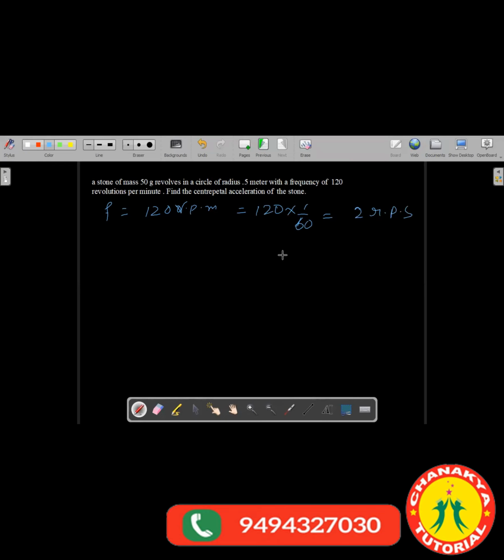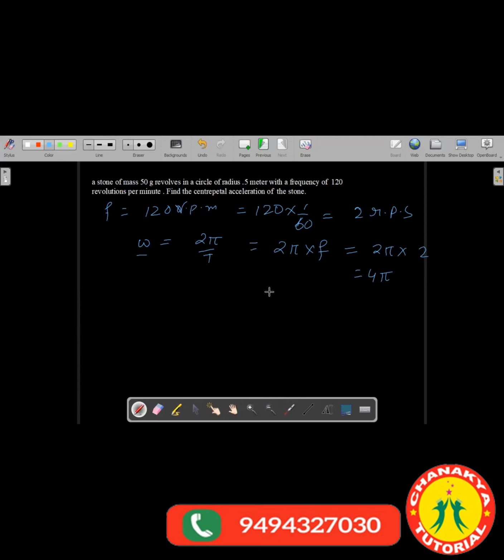Now we want our omega. Omega is given as 2 pi by T, and we know 1 by T is frequency. So 2 pi multiplied by frequency would be equal to omega. So omega is 2 pi multiplied by frequency, that's 2. You get your answer as 4 pi. Understood up to here? How we found out the angular velocity omega?